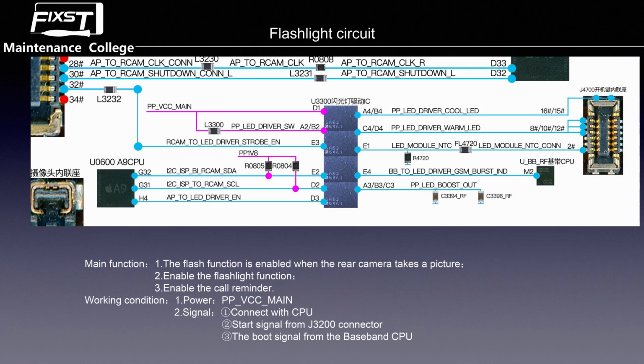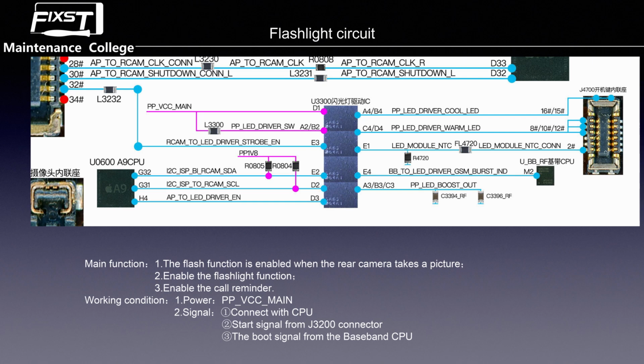Okay, now we're talking about the flashlight circuit. For example, in iPhone 6s, the flashlight is two true tone LEDs. One is a warm LED, one is a cold LED. And we're talking about the main function of the flashlight. We can use the flashlight when we use the back camera to take a picture or video. And the second is we can enable the flashlight function. And the third is enabling the call recorder.